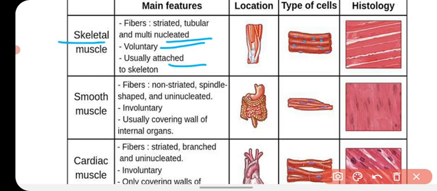Smooth muscle fibers are non-striated. They have no dark and light bands. They are spindle shaped, conical at the end. They are uninucleated, meaning having only one nucleus. They are involuntary, meaning you cannot control them by your conscious will, and they usually cover the walls of internal organs. They are generally found in our internal organs like the stomach, small intestine, large intestine, and esophagus.